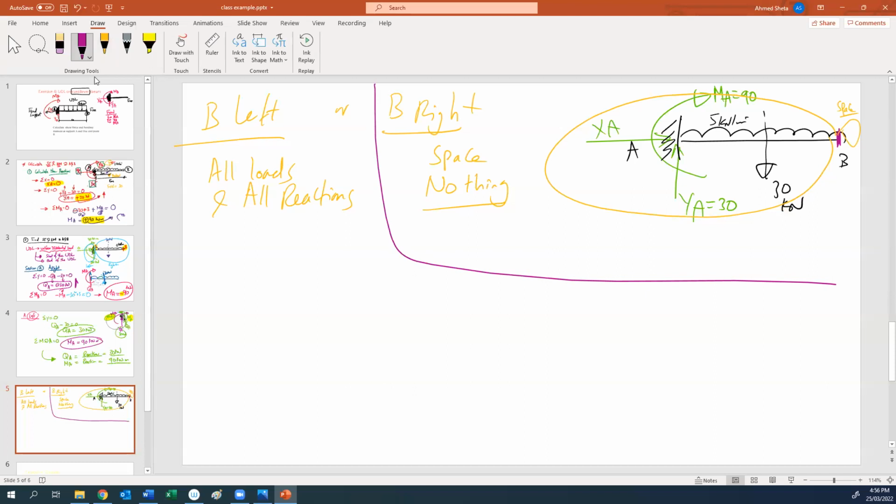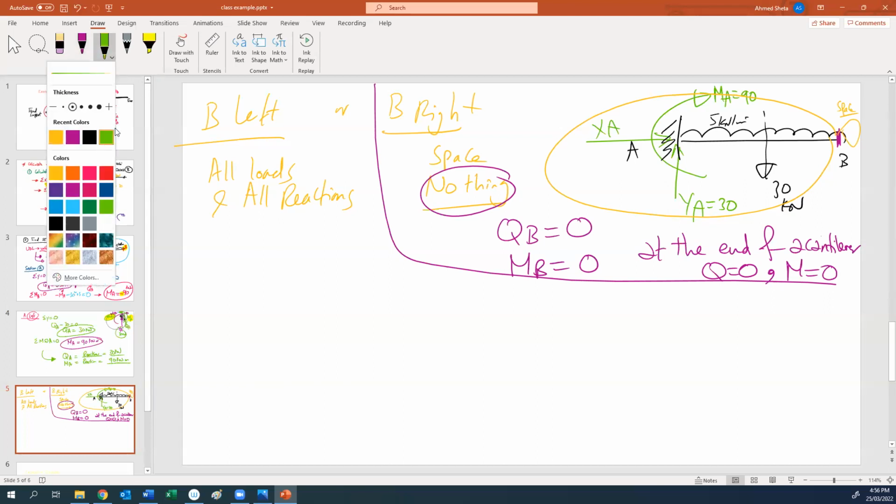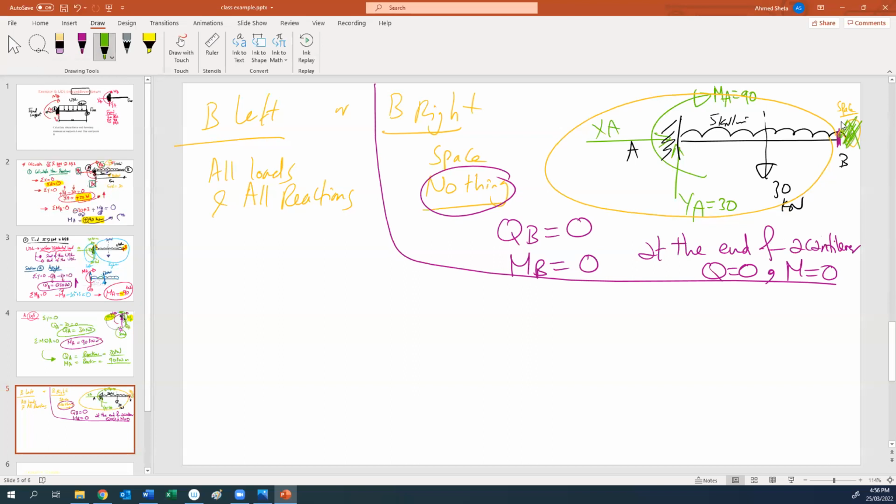If we study from right, nothing from right, so Q at B should be 0 and moment at B should be 0. So you should know that at the end of a cantilever, the shear should be 0 and moment should be 0. You can do it like that, very simple, because we don't have anything to the right, so the shear is 0 and moment is 0. But if we start from the left, so from the left, I will do it here.